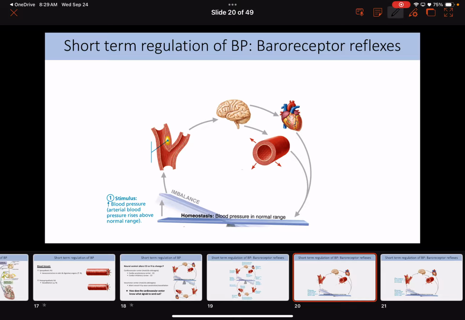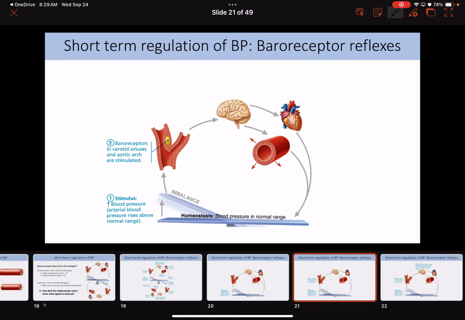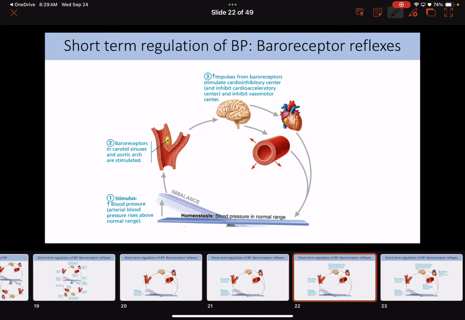So what happens is in this negative feedback loop regulating cardiac output as well as resistance. The first step is the stimulus, so the change. If we have an increase in blood pressure, there are baroreceptors that detect that. We have baroreceptors in our carotid sinuses, so in the spaces of our carotid vessels, as well as the aortic arch. Once the baroreceptors detect that increase in blood pressure, they're going to be stimulated, and they are going to send impulses to stimulate our cardioinhibitory center.